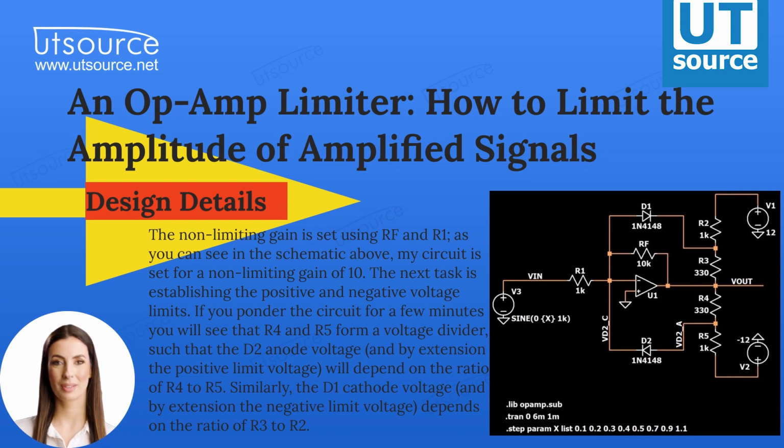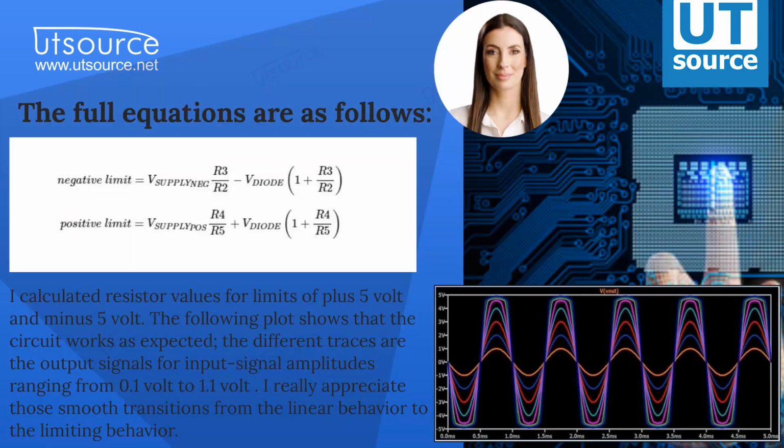If you ponder the circuit for a few minutes, you will see that R4 and R5 form a voltage divider, such that the D2 anode voltage, and by extension the positive limit voltage, will depend on the ratio of R4 to R5. Similarly, the D1 cathode voltage, and by extension the negative limit voltage, depends on the ratio of R3 to R2. The full equations are as follows.